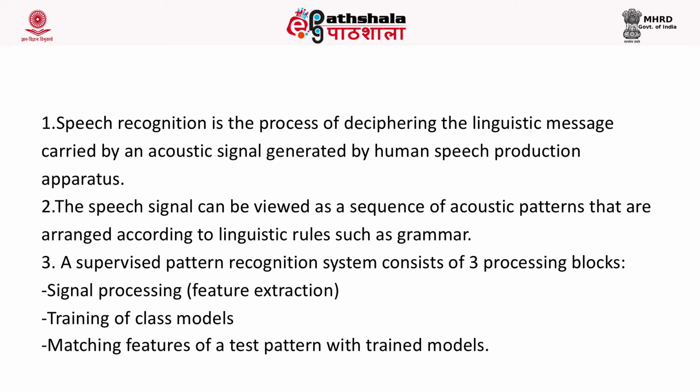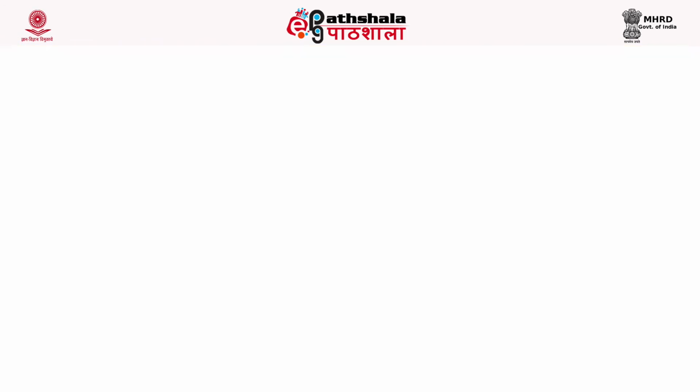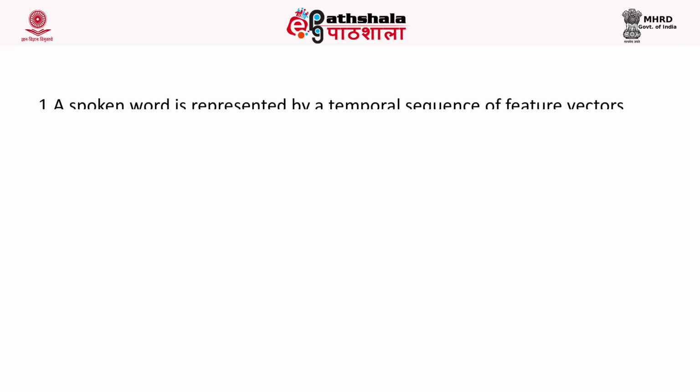If the lengths of the two sequences are equal, then we are in a good place. One can compute the distance between these sequences by summing the distance between pairs of feature vectors and taking the square root: the square root of the sum, for i equal to 1 to n, of the squared norm of xi minus yi.